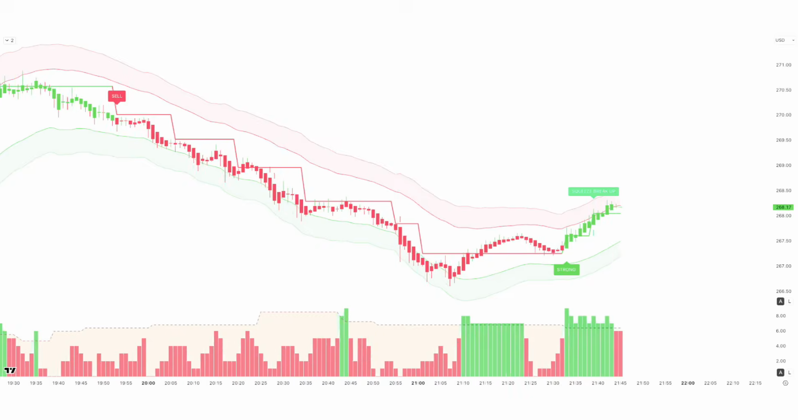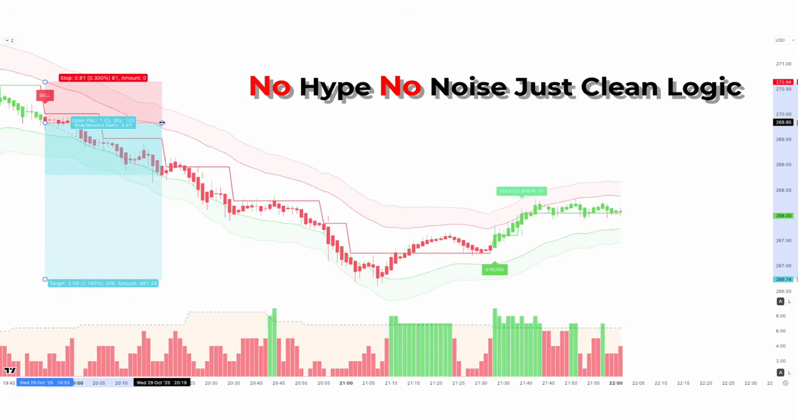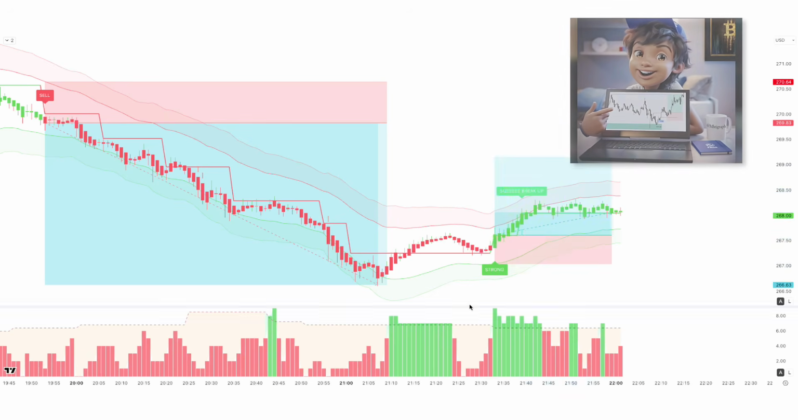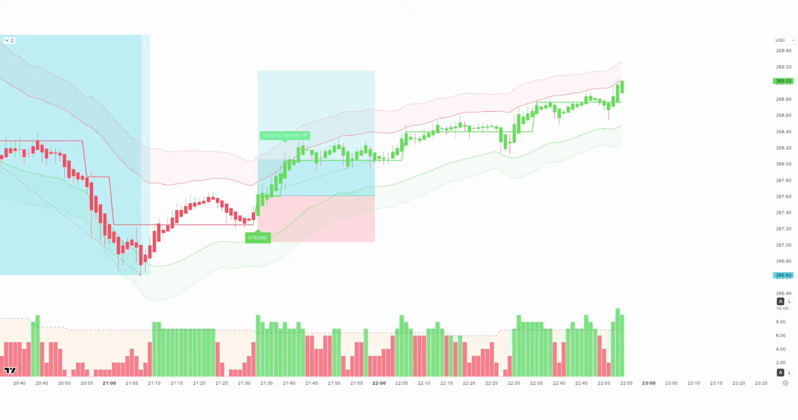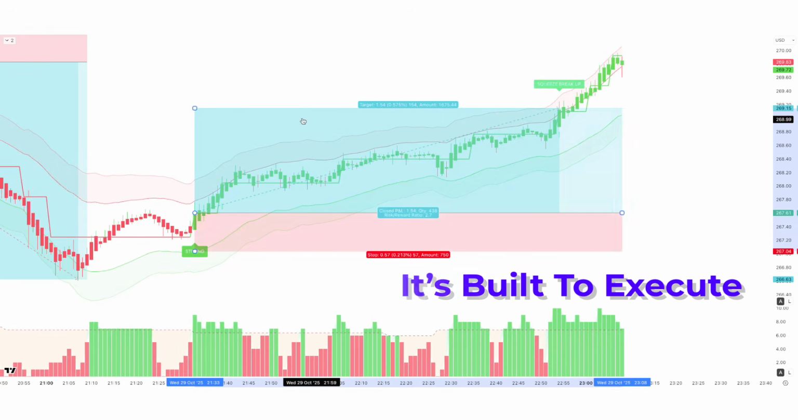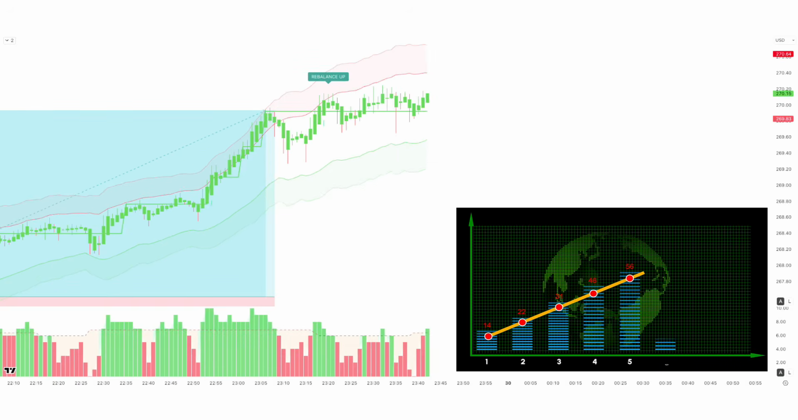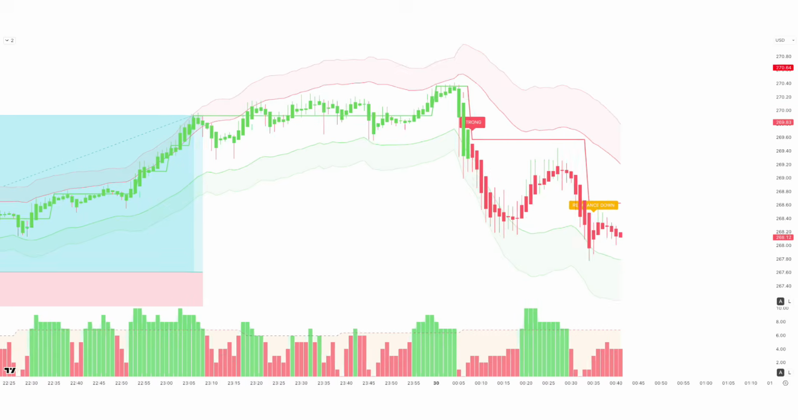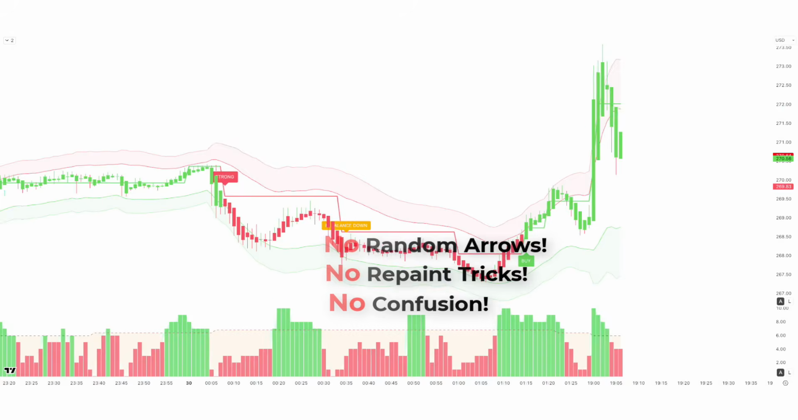Two days ago, a new indicator quietly dropped. No hype, no noise, just clean logic. And after testing it across different markets and time frames, I realized something. This isn't built to impress. It's built to execute. This new TradingView indicator gives structured, confirmation-based buy and sell signals that actually align with market movement. No random arrows, no repaint tricks, no confusion.